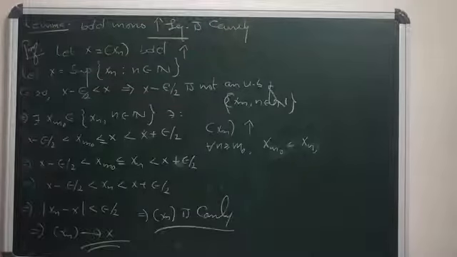x_n is a convergent sequence of real numbers, but we already proved that every convergent sequence of real numbers is Cauchy, hence x_n is Cauchy. That means a bounded monotone increasing sequence of real numbers is a Cauchy sequence.